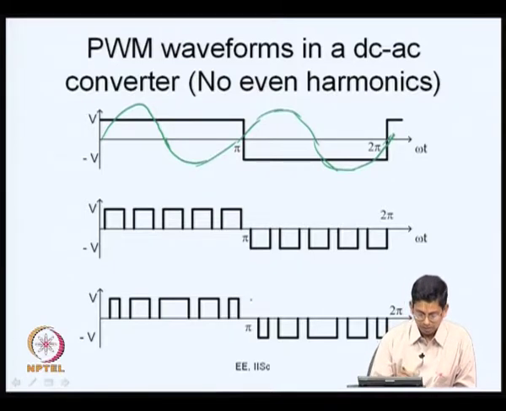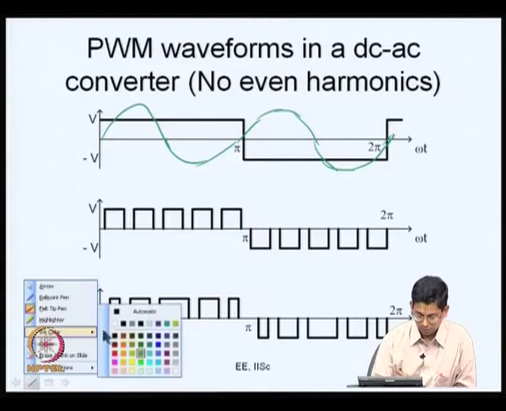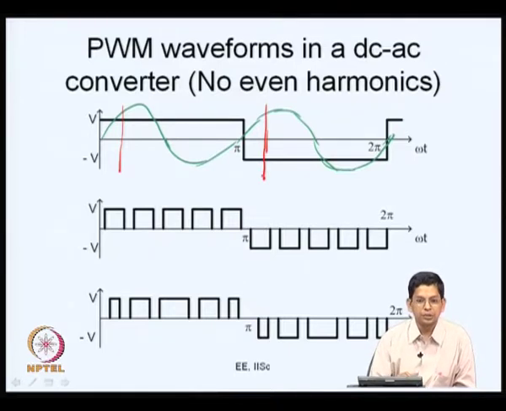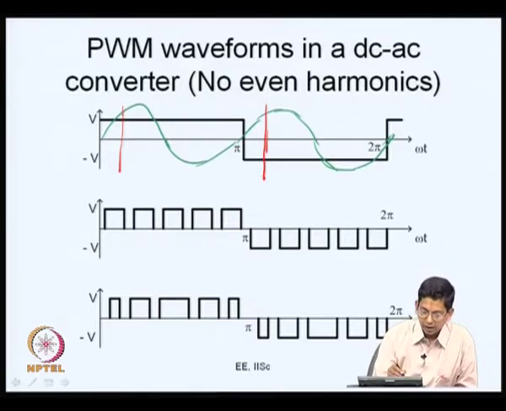Now, let me consider some point. Let me consider a certain instant here. Let me call this instant theta, and let me consider another instant which is 180 degrees away. So, what do I find at these two instants? I find that the even harmonic has the same value at these two instants. I consider theta and I consider pi plus theta, or 180 plus theta.